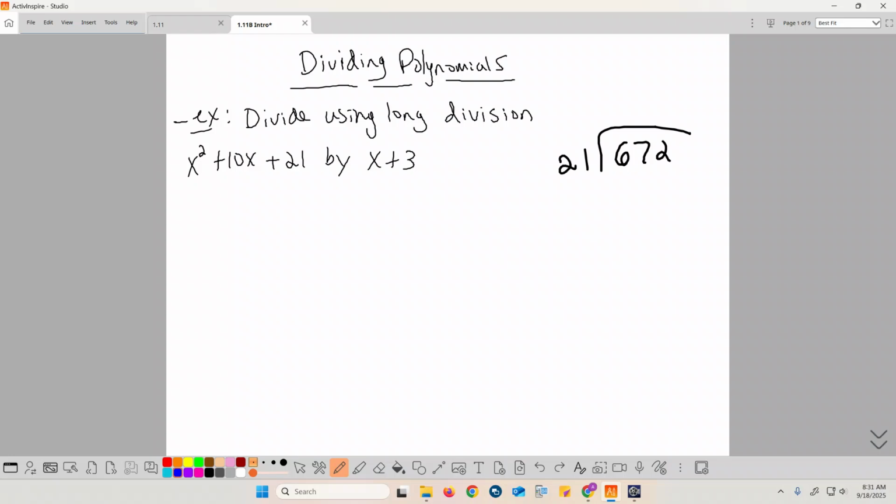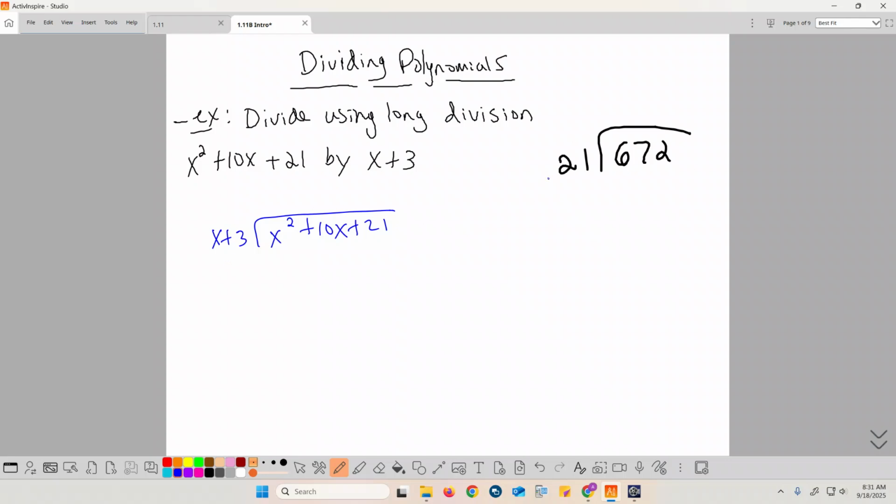Hey everyone, this video is about dividing polynomials, and I just want to spend some time reviewing two forms of dividing polynomials. So one way is to use long division. If we had this trinomial here and we wanted to divide by x plus 3, we could use that form of long division where we would put the trinomial here as x squared plus 10x plus 21, and we're just dividing that by that x plus 3.